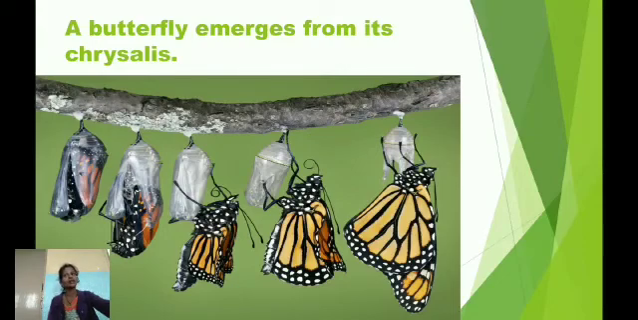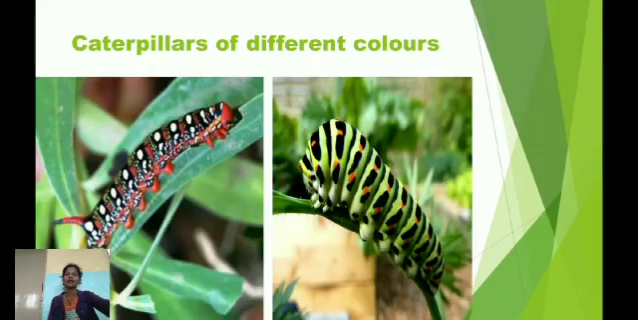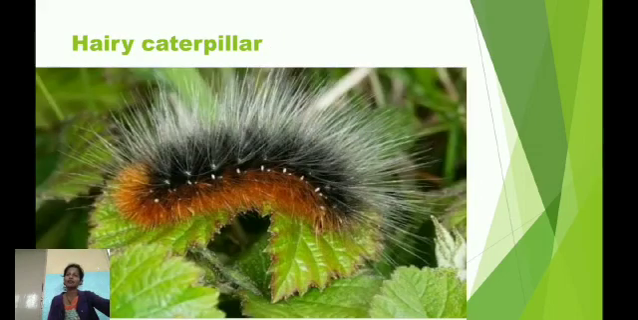Do you know, children? For each type of butterfly, the type of plants on whose leaves its female will lay eggs is fixed. The time the larvae take to emerge from the eggs is different for different types of butterflies. There is great variety in caterpillars. Different types of caterpillars are of different colors. Their body is long. Many types of caterpillars are hairy.